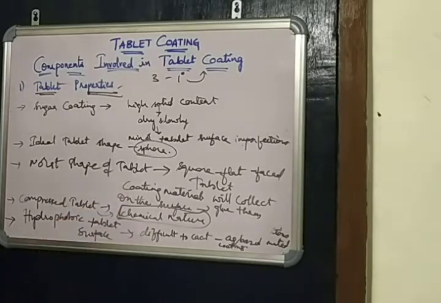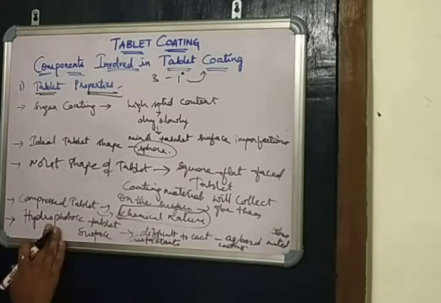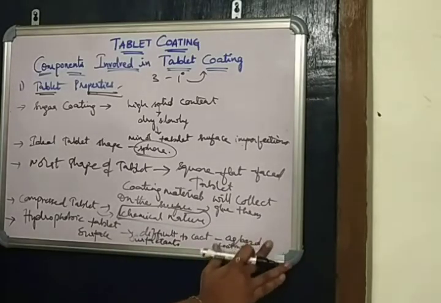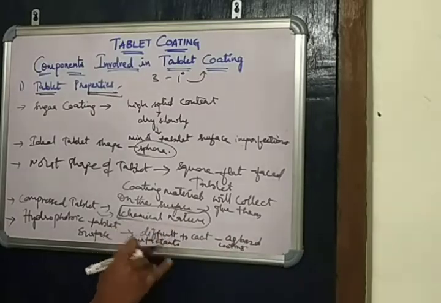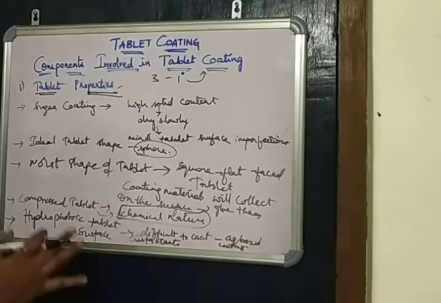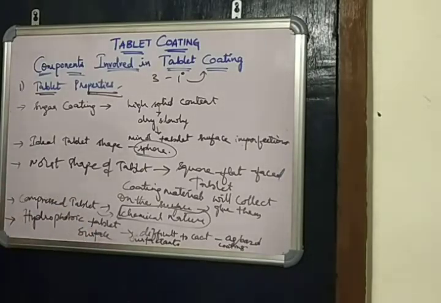We have to overcome this by adjusting the coating formulation through the addition of surfactants. They reduce the surface tension of the coating composition to improve coating adhesion. Hydrophobic tablets are difficult to coat with aqueous-based coating formulations, so we add surfactants that reduce the surface tension. By that, the coating material will coat over the hydrophobic tablets.